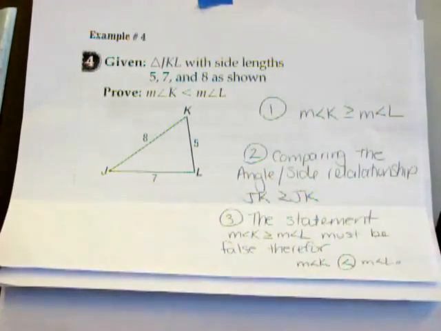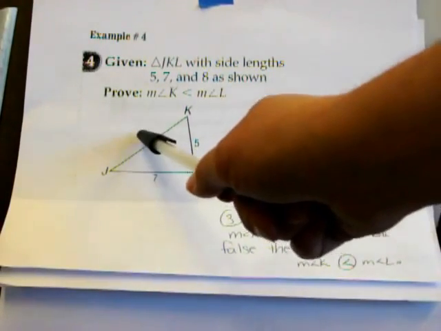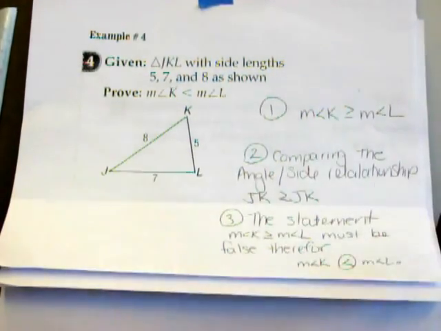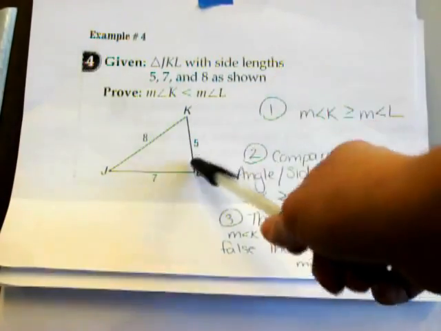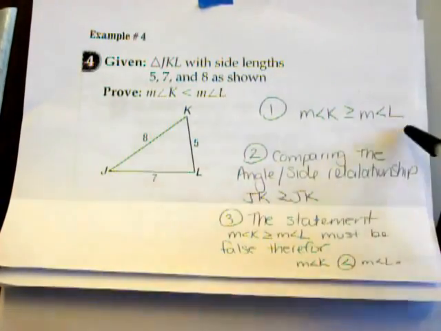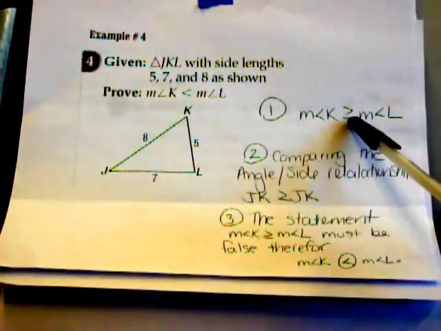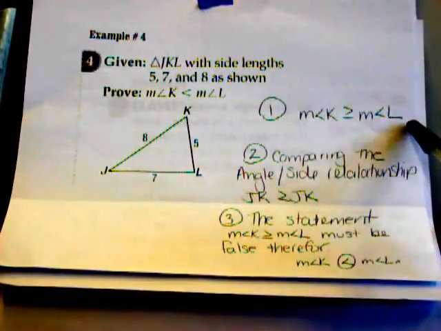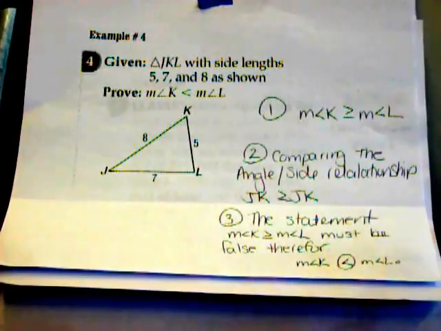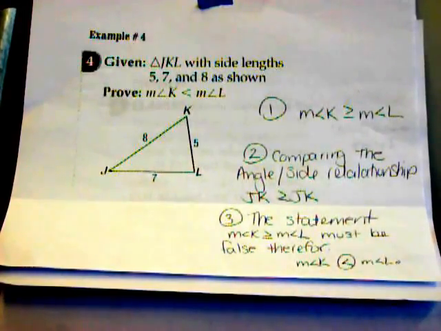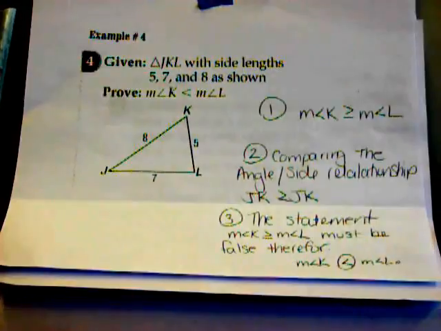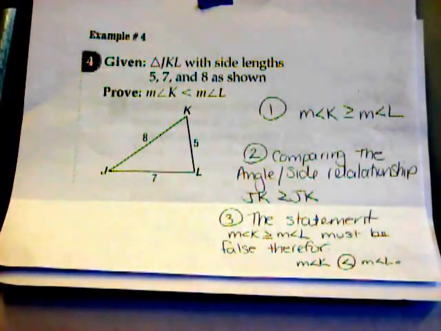We know that can't be true because of what we talked about in the previous lesson. Because the opposite side is always opposite the biggest angle. So largest side, biggest angle. So when we state the opposite, we're going to say the measure of angle K is greater than or equal to the measure of angle L. Comparing the angle side relationship, okay, JK is greater than or equal to JL.